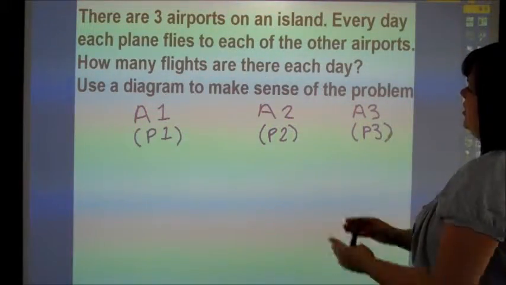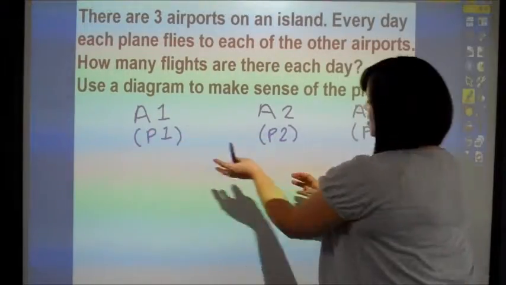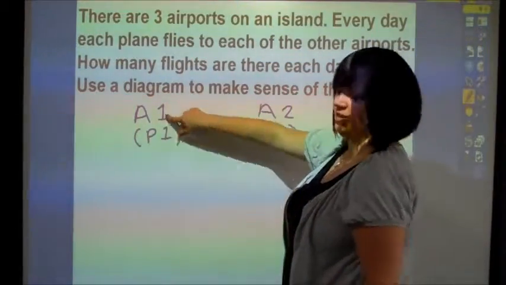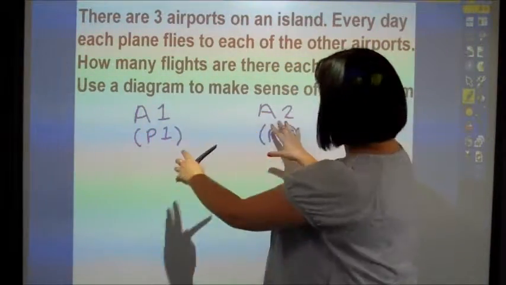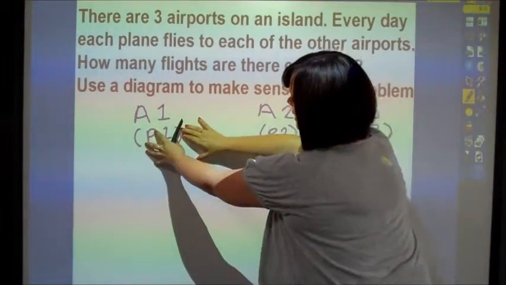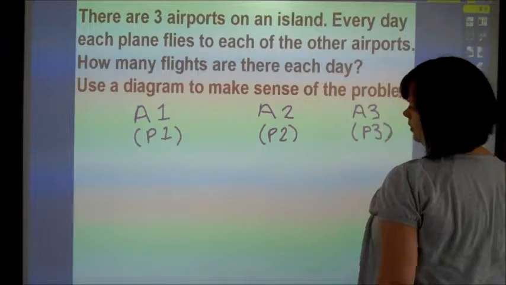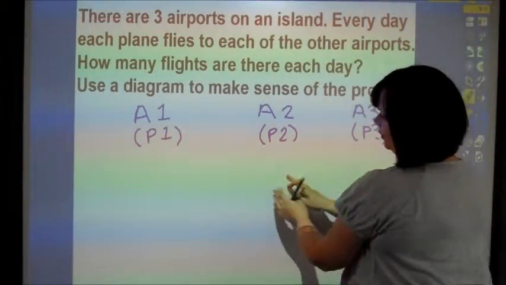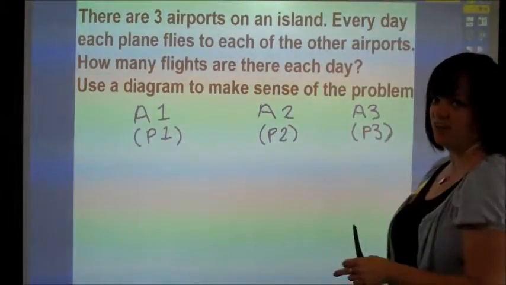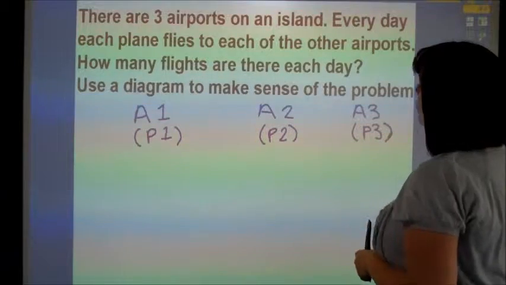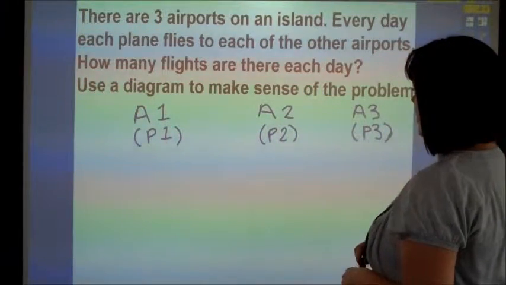It then says, each plane flies to the other airports, because it can't fly to its own, it's already in its own, but it can fly to its other 2. So plane 1, every day, flies to airport 2 and airport 3. Plane 2 flies to airport 1 and airport 3, and so on. The question is, how many flights are there on each day?